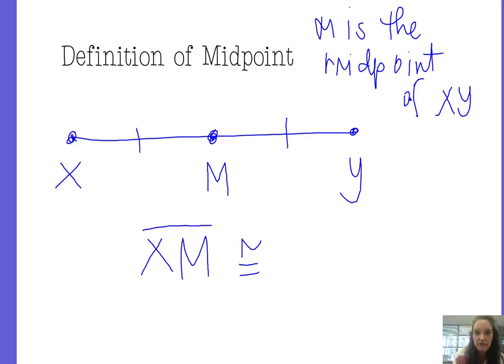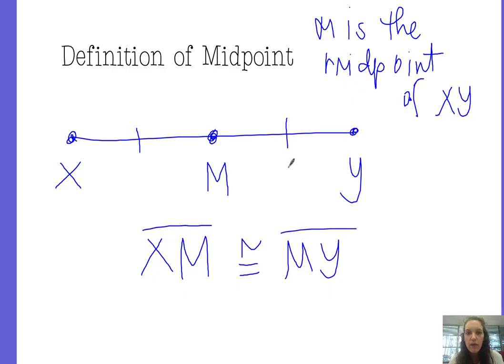So segment XM and segment MY should be congruent to each other. Notice my equal sign is wearing a hat, and so my segment's wearing a hat. Those two segments would be congruent to each other by the definition of a midpoint. That's what it means for M to be the midpoint of that segment. And the reverse is true as well.